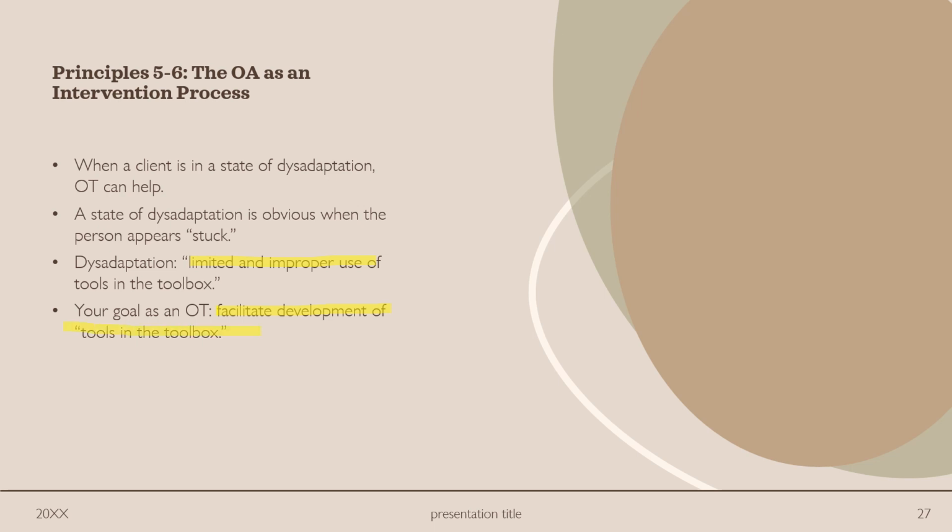So if I were to ask you, what is the purpose of OT in the OA model, you would say that the OT is there to facilitate the building of, or the filling of, tools in someone's toolbox. And what that means is strategy. You're teaching them strategies or giving them some way of meeting their press or their demand for mastery.